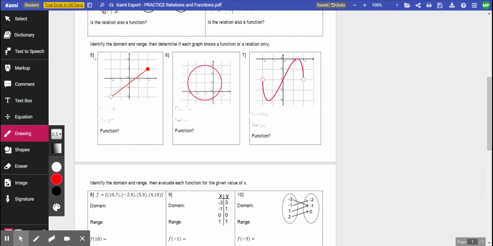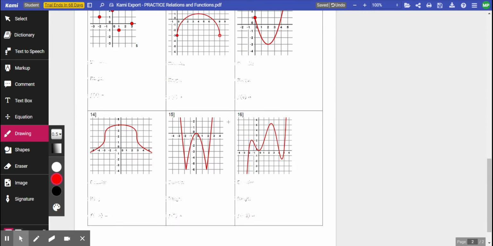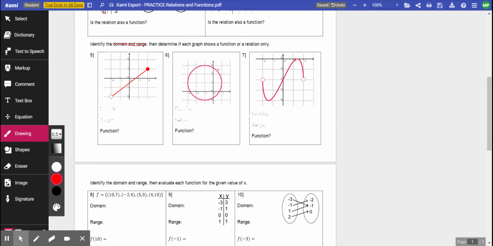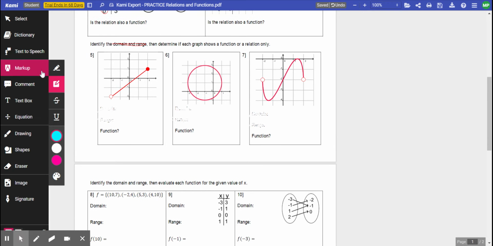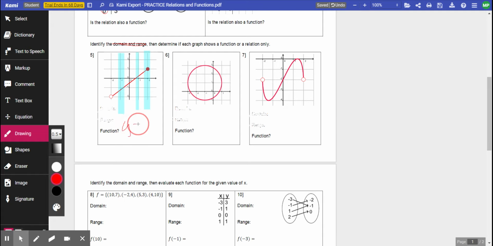All right. Now, it says identify the domain and range. I marked those out. As you can see, I didn't do a very good job, but I did enough. Okay. And then it says determine whether these graphs and these graphs down here, that's all you're doing on the graphs, is determining whether they're a function. So like I showed you yesterday, all you have to do is draw vertical lines. Okay. If your lines only touch the graph one time, then it's a function. So when I drew this line, it only touched once. When I drew this line, it only touched once. When I drew this line, it only touched once. So is this a function? Yes, it is.